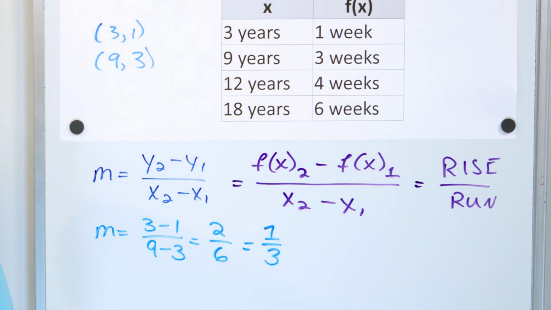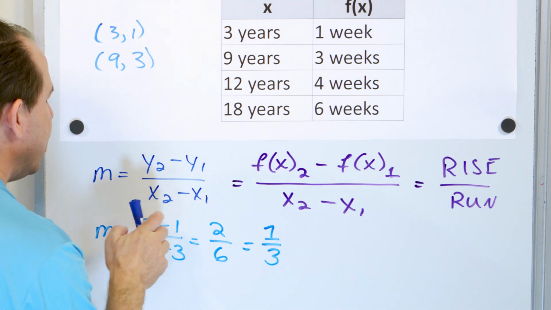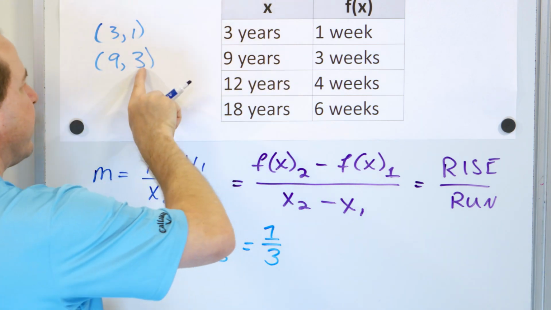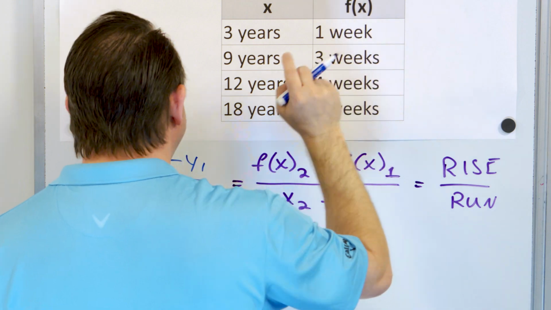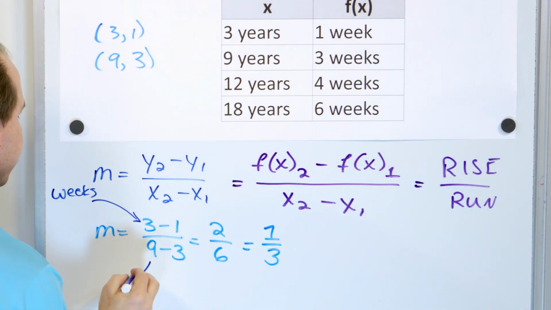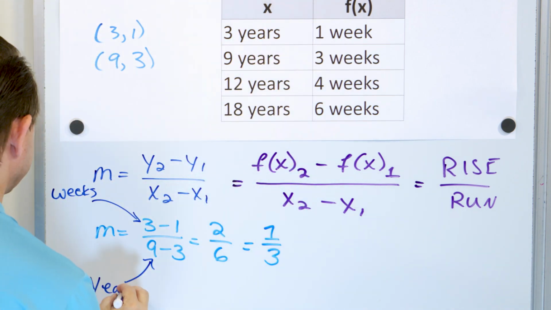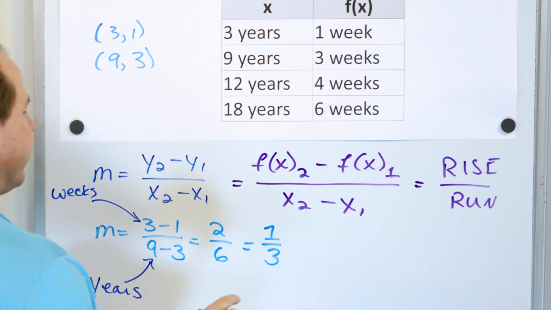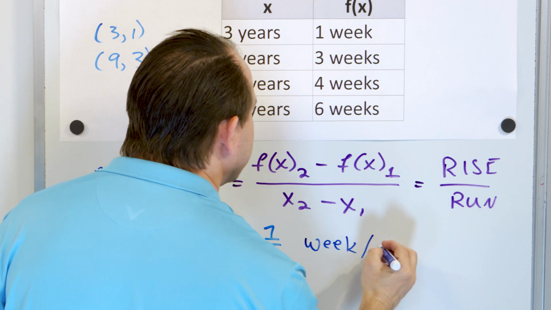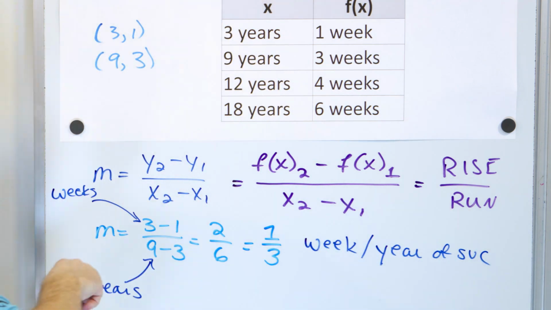That's true. But let's think about the units that we're talking about. Because when we did this subtraction on the top number, 3 minus 1, it was the number of weeks of vacation. It was weeks. And the bottom number was the years of service. So the rate is 1/3 week per year of service. That's the rate of change.